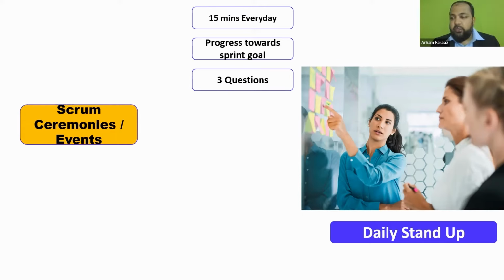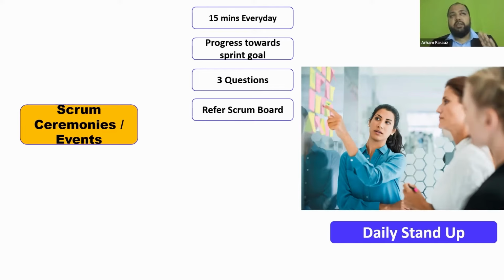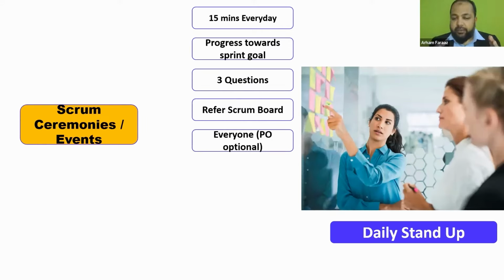We ask 3 questions. What did I do yesterday? What am I planning to do today? And do we have any blockers? Then people watch the Scrum board and see how things are moving from left to right, from to do to development, or to do to design, development, and testing, and then validation, and then done. Okay, so people refer to the Scrum board. So everyone joins this particular meeting.